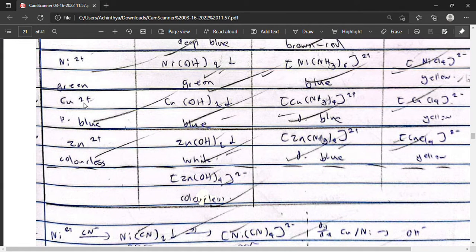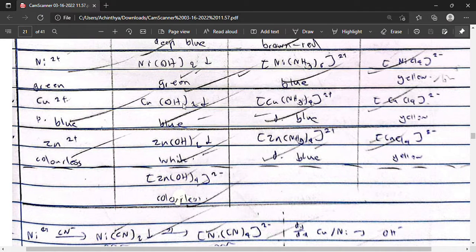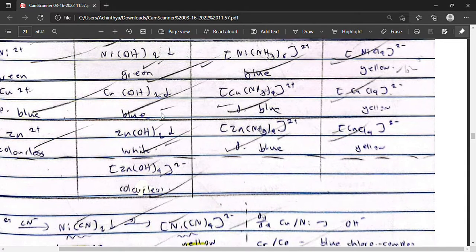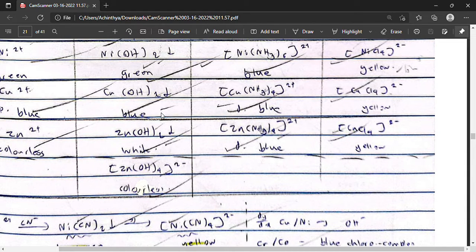Now we have copper. The copper ion solution is pale blue in color, and when hydroxide is added, it forms a blue color precipitate, copper 2 hydroxide. It doesn't form any hydroxide complex when excess hydroxide is added. However, if we were to add excess ammonia, copper forms this dark deep blue color amine complex, tetraamine copper 2 ion. And copper also, just like nickel, forms a yellow color chloride complex, tetrachlorocuprate 2 ion.